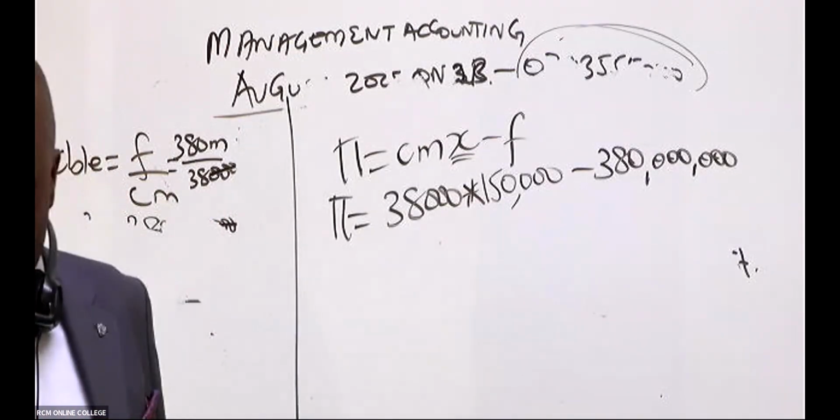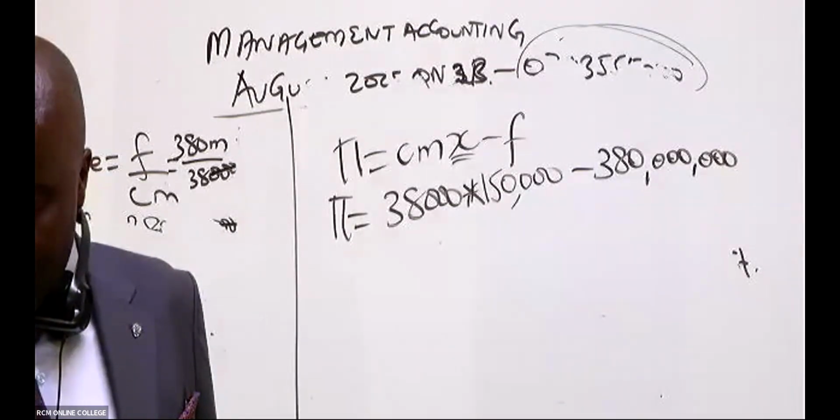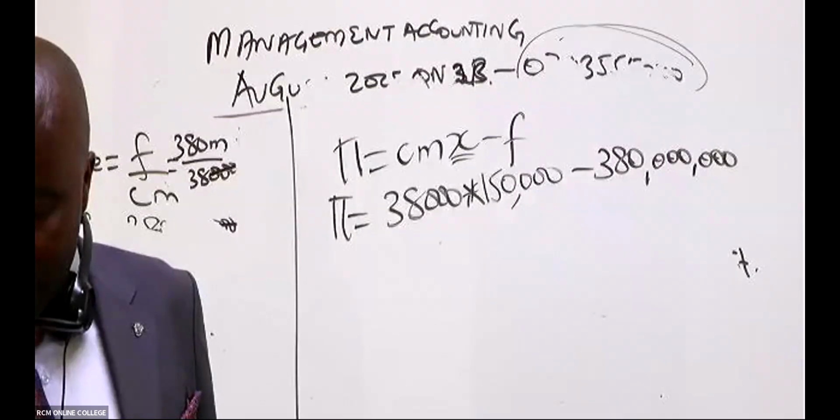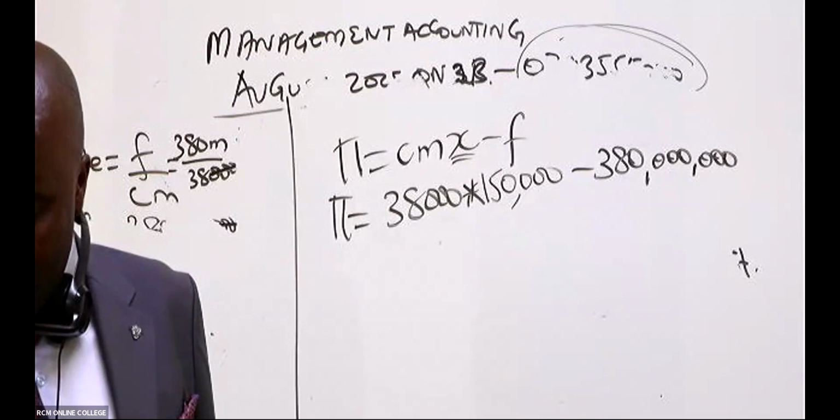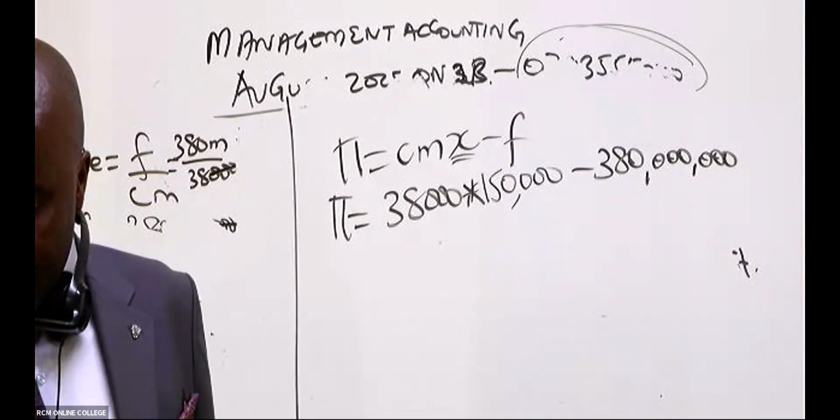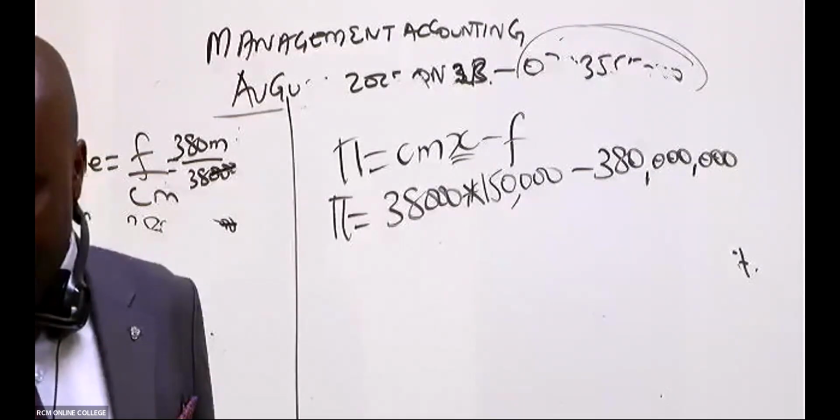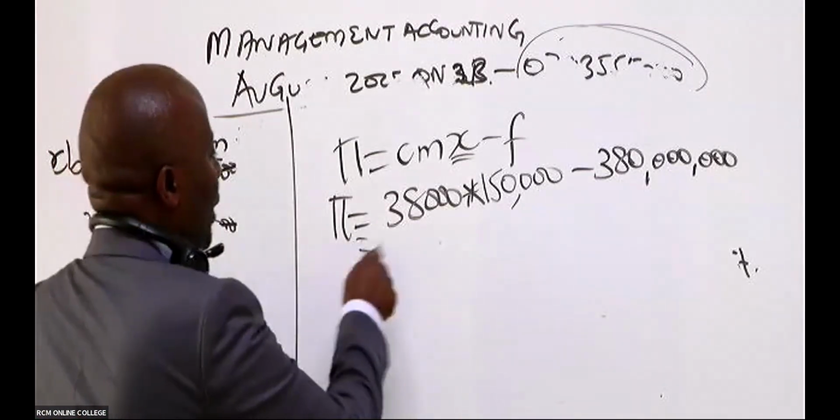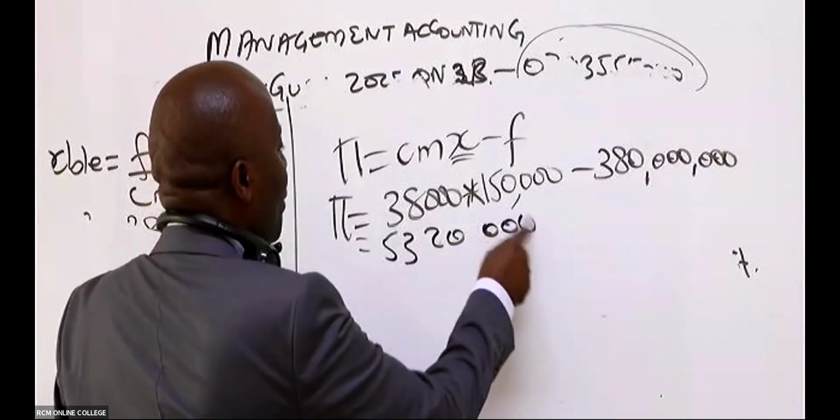If you're correct, then from your examiner solution, this should be 5,320,000. So is there somebody who is able to get this 5,320,000?